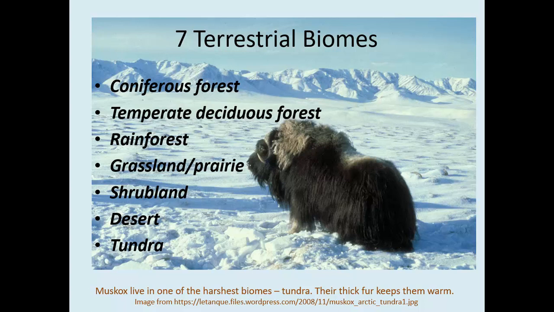As we mentioned, there are 7 terrestrial biomes, and we'll go through each one. These include coniferous forests, temperate deciduous forest, and rainforest, so there are 3 kinds of forest biomes. Then grassland or prairie, which are interchangeable terms, shrublands, desert, and then tundra. I grew up in Alaska, and so this is one of my favorite animals, the muskox, which lives in one of the harshest biomes, the tundra. They have this beautiful thick fur that keeps them warm in the winter.